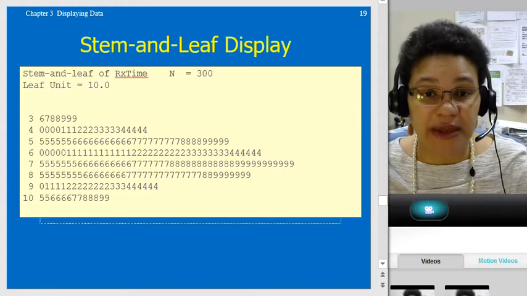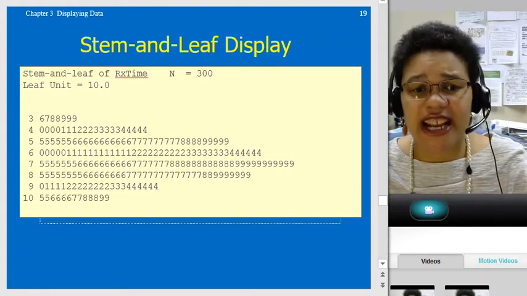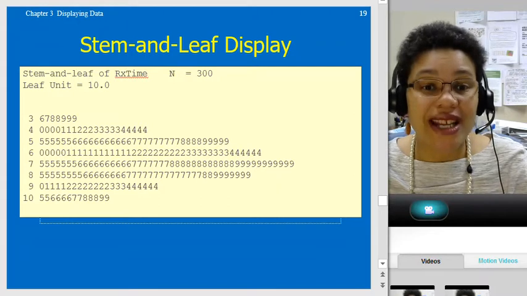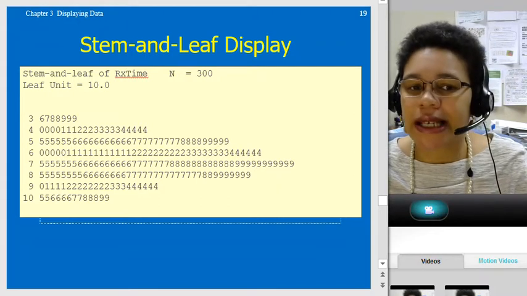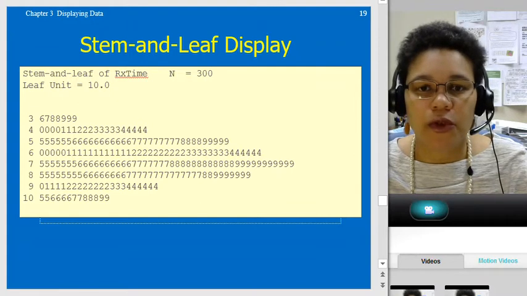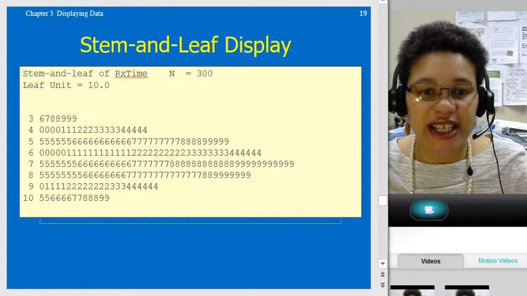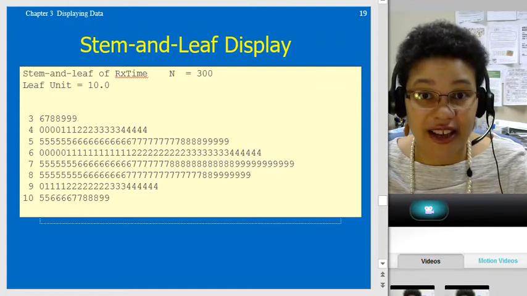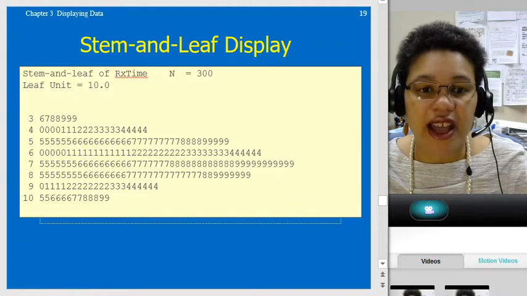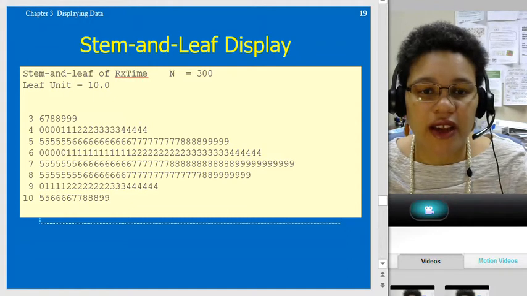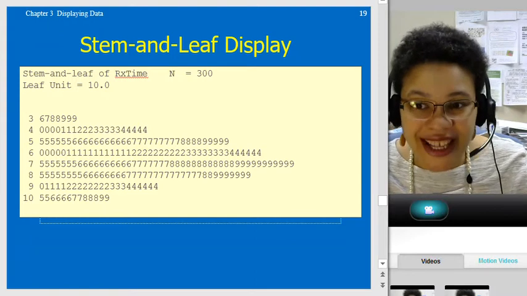Looks like there were 300 participants in this study. RX time sounds like reaction time to me. The leaf unit is in tens, so this is probably 36 seconds, the reaction time of the first participant. 37 seconds, 38 seconds, 38 seconds, 39 seconds, 39 seconds, 39 seconds. And then let's see, we've got 40 and 40 and 40 and 40, then 41 and 41 and 41, and then 42 and 42 and 42, 43, 43, 43, 43, 43, and so on.